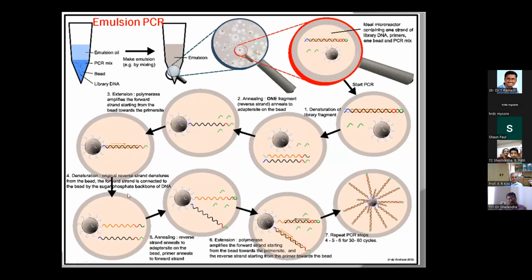Then again you denature. Next step, what happens? The old strand which was attached and annealed comes off, whereas the newly synthesized strand remains attached to the bead. This continues, every time new fragments are attached and then extended. When you repeat it for 30 to 60 cycles, in the end you will have a bead, a microreactor, with all the double-stranded DNA pieces amplified in the reactor. So this is the amplification step in the emulsion PCR.